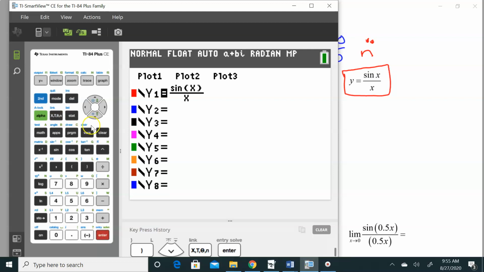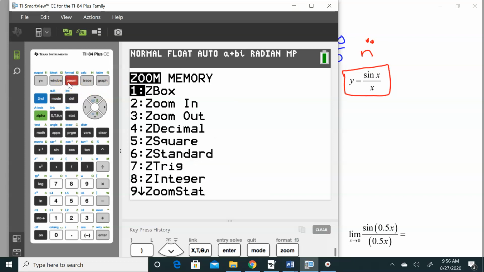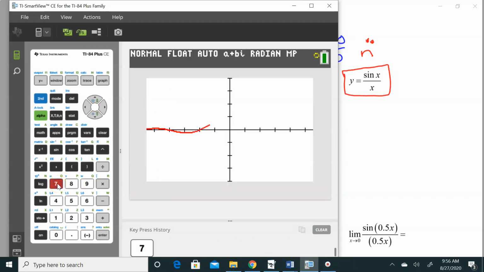And the way I'm going to graph this, I'm going to go to mode, this mode key right here. I want to make sure I'm in radian mode, not degrees. You get to calculus, everything's radians. And then I'm going to hit the zoom key, and I'm going to pick the 7th one down that says Z trig or zoom trig, so number 7. And this is the graph you get.